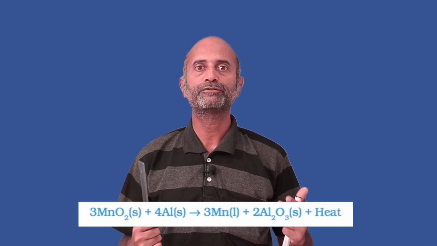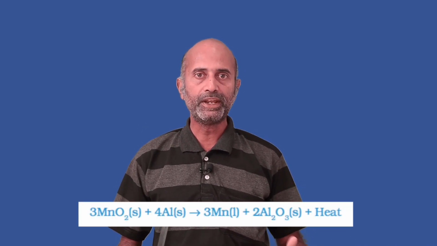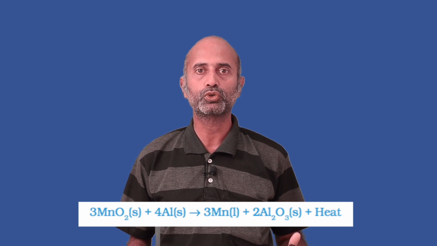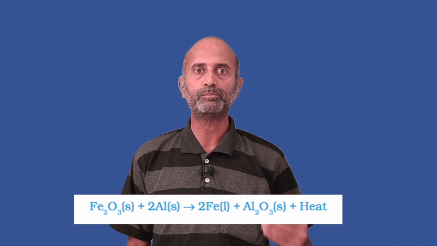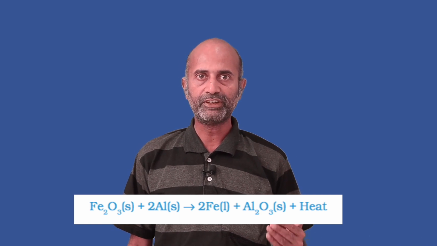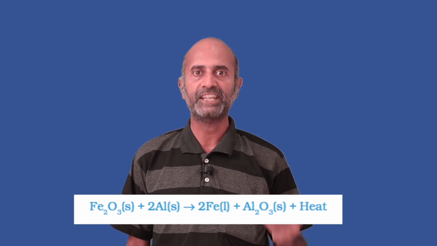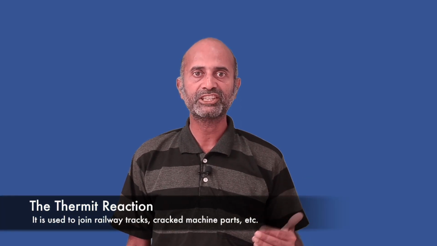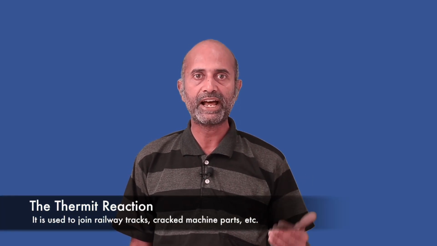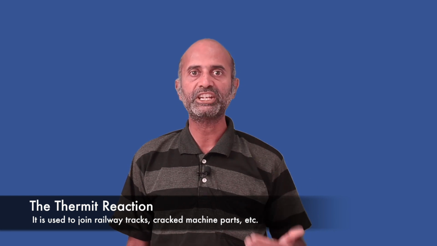Another example is 3MnO2 plus 4Al gives 3Mn plus 2Al2O3 plus heat. Another example is Fe2O3 plus 2Al gives 2Fe plus Al2O3 plus heat. This reaction is known as the Thermit reaction, and it is used to join railway tracks or cracked machine parts.